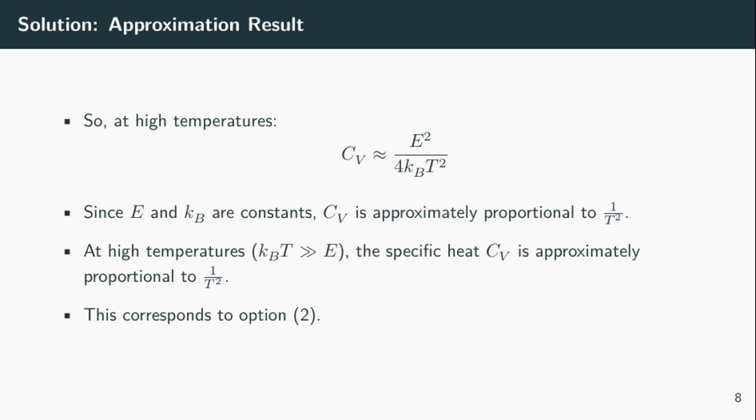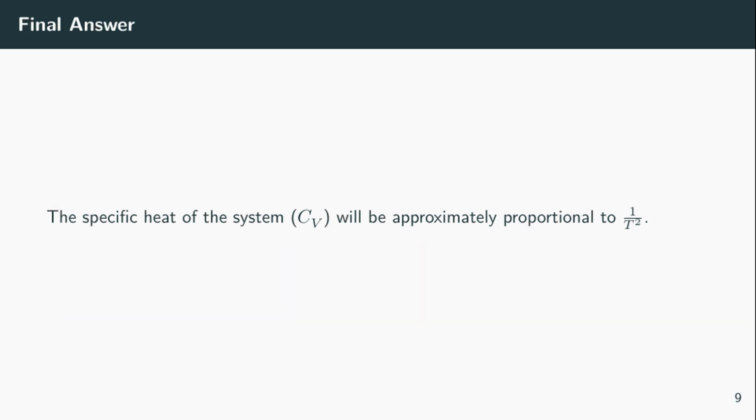Since E squared and 4 kB are all constants for a given system, this expression shows that Cv is approximately proportional to 1 over T squared. So to summarize, at high temperatures where kB times T is much greater than E, we found that the specific heat Cv is approximately proportional to 1 over T squared. This corresponds directly to option number 2 in the original problem statement. Therefore, the specific heat of the system Cv will be approximately proportional to 1 over T squared at high temperatures.